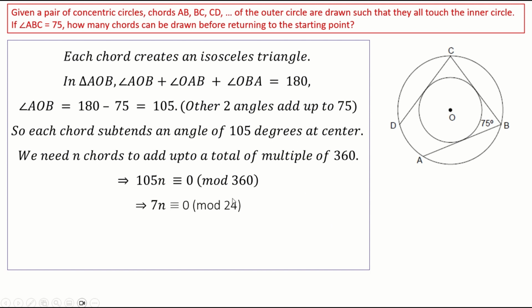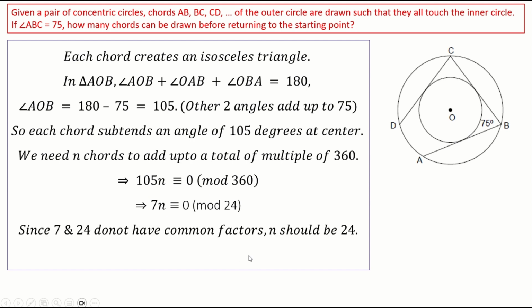Now you reduce it by 15. If you divide, 7n is congruent to 0 mod 24. 7 and 24 are relatively prime, so they will not have a common factor, which means n has to be 24 to satisfy this equation. So n should be 24. So 24 such chords are required to come back to the starting point. Hope you understand this problem. I feel it's just a simple remainder theorem or multiples, if you know. Done. Next.